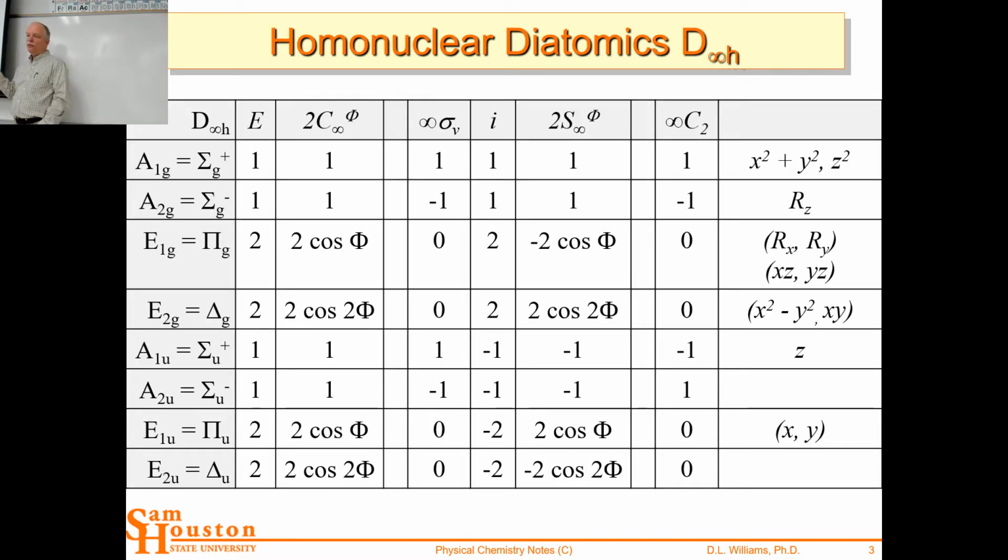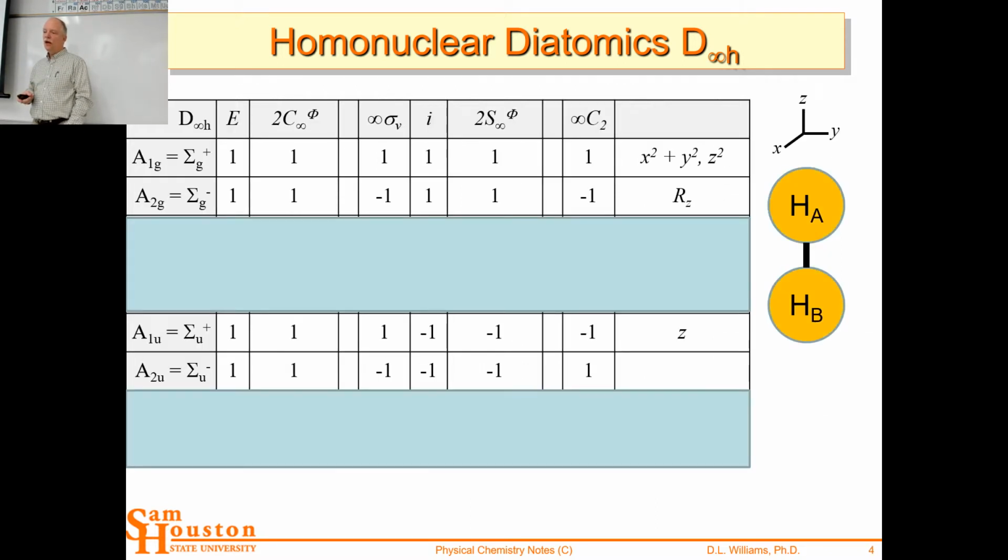So reviewing back to the homonuclear diatomics, we went over to heteronuclear diatomics, now we're back to homonuclear diatomics. This is the D infinity h character table. And so we can look at these molecular orbitals. This would be the two 1s orbitals on hydrogen in phase with each other. We would draw them with the same shading, either unshaded or shaded, doesn't matter, as long as they're the same shading. And then we could walk through the character table.